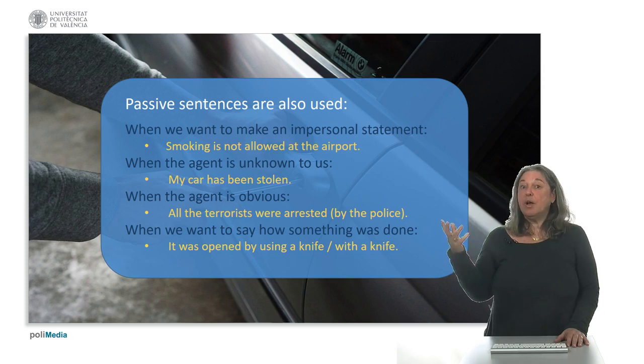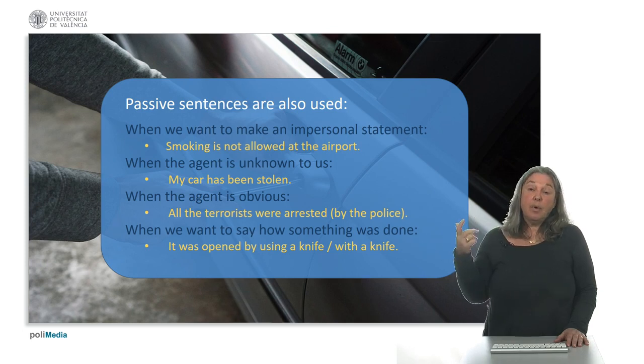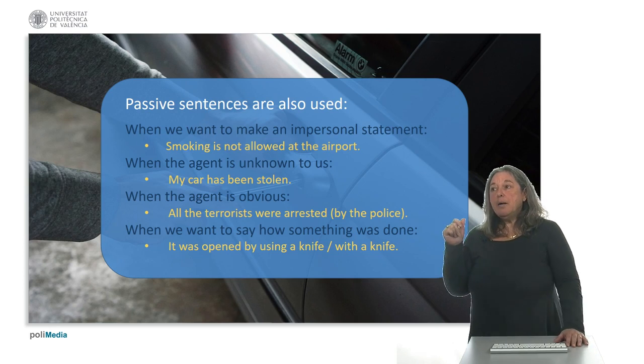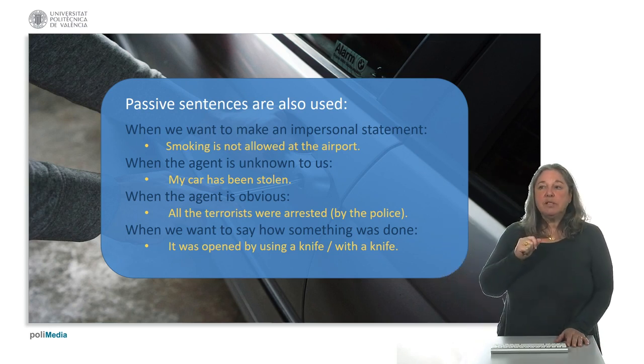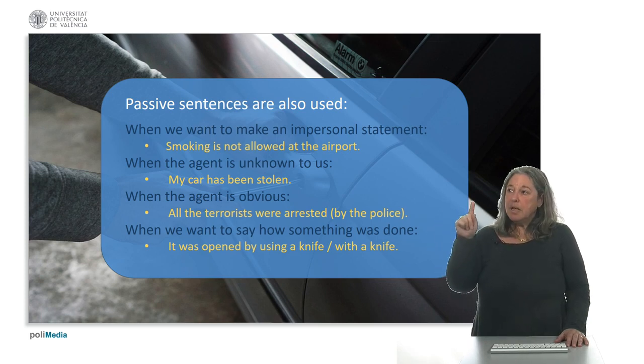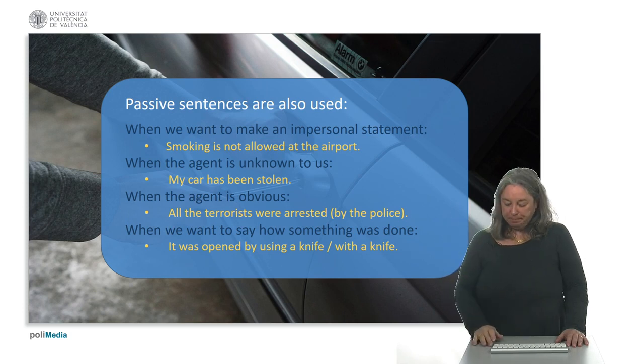When the agent is obvious, for example, all the terrorists were arrested. Obviously, we know that they were arrested by the police, so we don't have to specify this. When we want to say how something was done, for example, it was opened by using a knife. We can say it was opened with a knife. Okay?